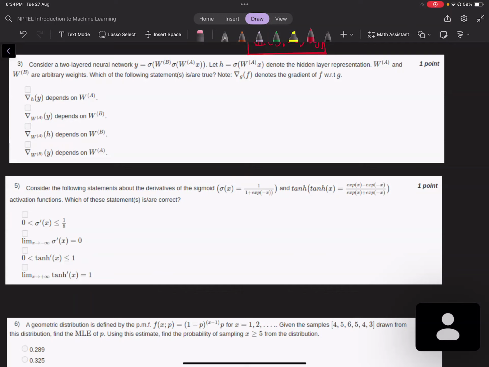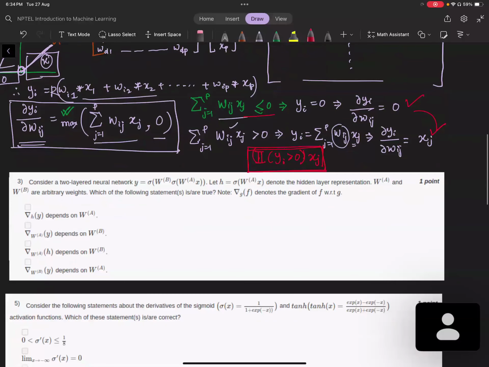How do I write down the equation for W_A and W_B? In the third question? W_A and W_B are arbitrary weights. So you don't need to write the equation for this. It's just saying that these are weights, random weights. Just assume that it's just W.